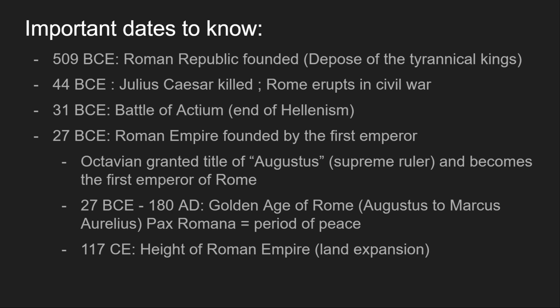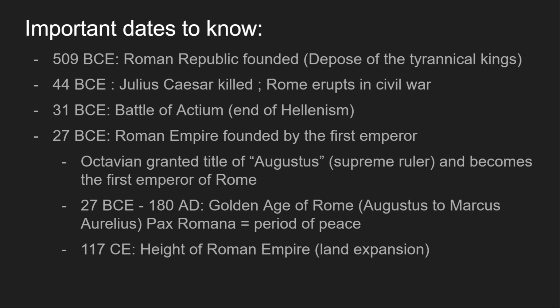And in 31 BCE, we have the Battle of Actium. And this is the end of Hellenism. This is the end of our Roman Republic. And so you have Cleopatra and Mark Antony who are killed. Pompey had already been killed, the other power. And out comes our first emperor, Octavian.